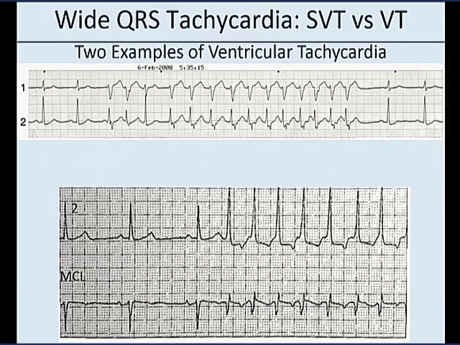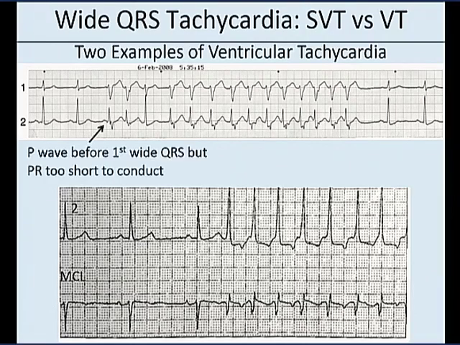Here are two examples of VT on rhythm strips. The first one starts with a fused complex. This doesn't look exactly like this complex nor like those complexes. If you've got fusion, it's coming from two different sources. One of them is partially conducted; the other must be coming from the ventricle. And although there is a P wave before this first QRS, it's too short to conduct. We know what PR intervals look like in this patient. This can't have conducted to this QRS complex.